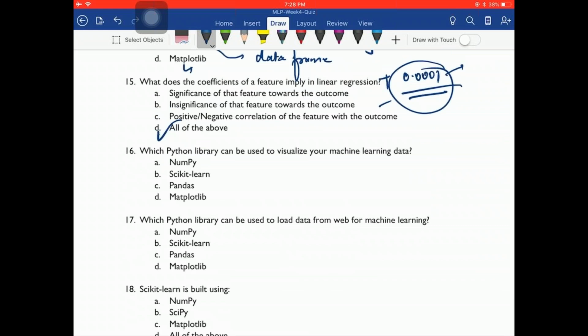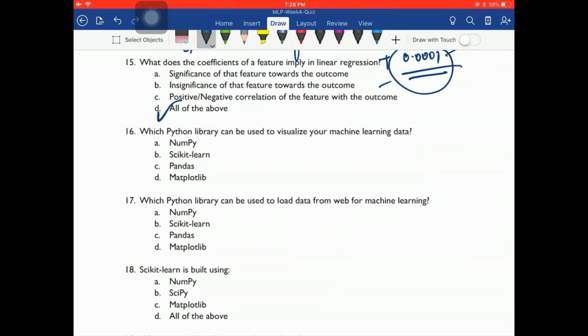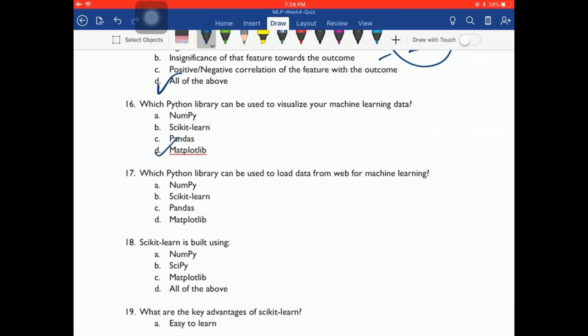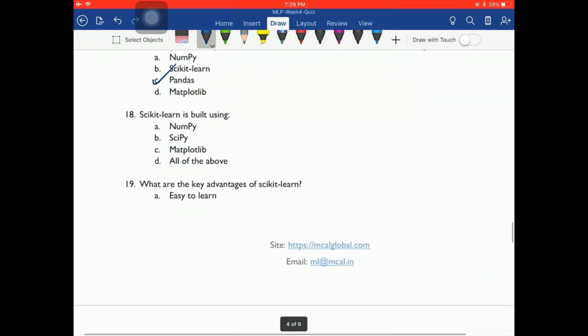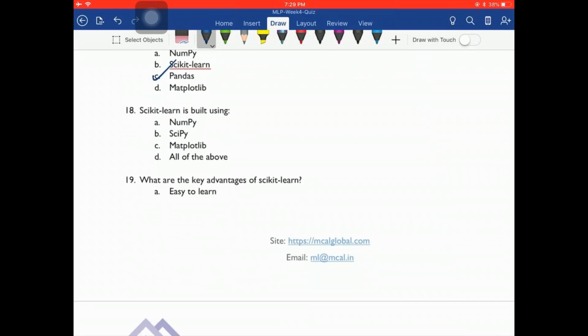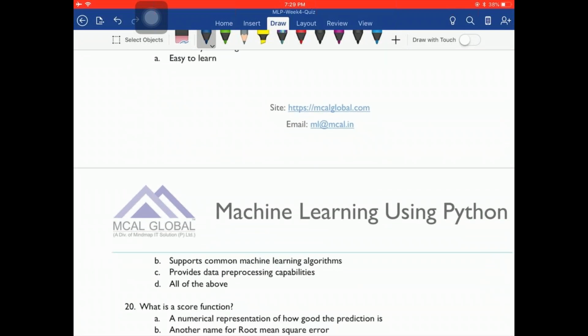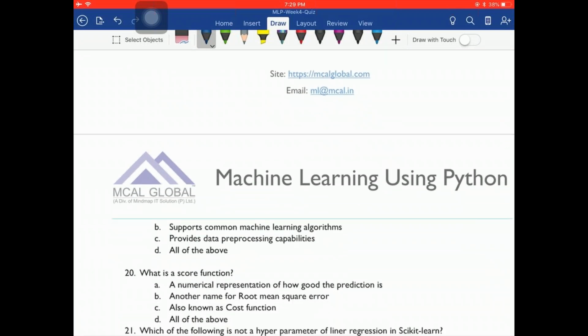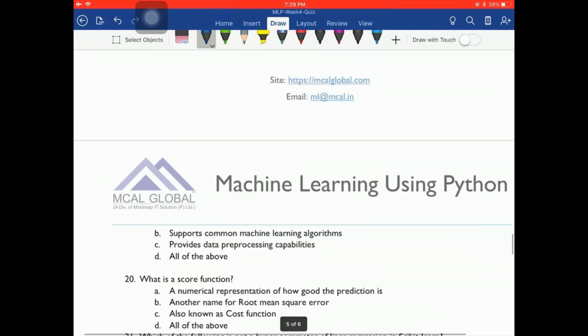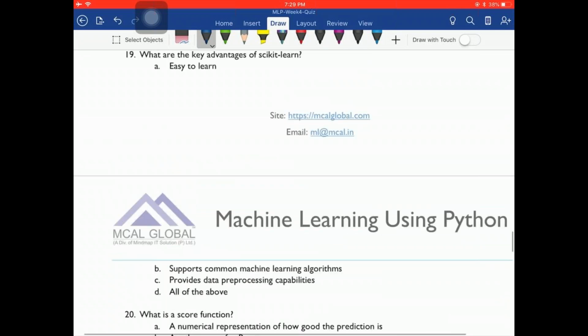It's clear. Okay. Which Python library... this should be D. Yeah, this is easy. Matplotlib, it will be. Load data from... anyway, this is easy. Pandas. Scikit-learn is built using... Okay, we have not seen this, so I'll mark scikit. What are the key advantages of scikit-learn? Easy to learn, supports common machine learning algorithms, provides data processing capabilities, all of them. All of the above. Yeah, D.